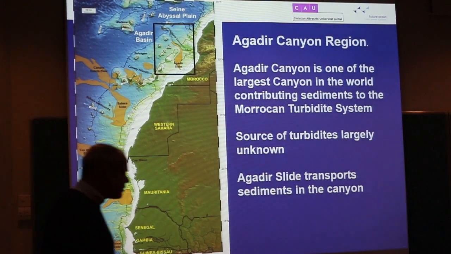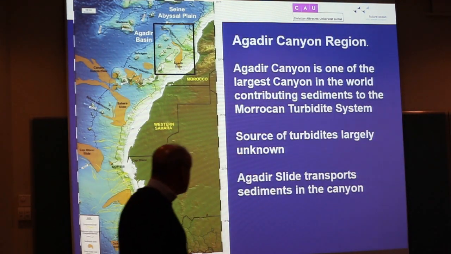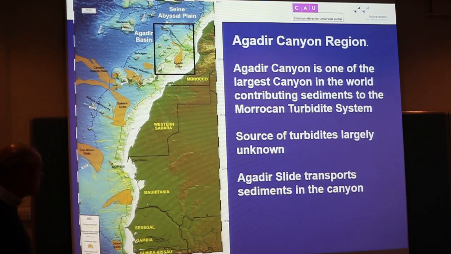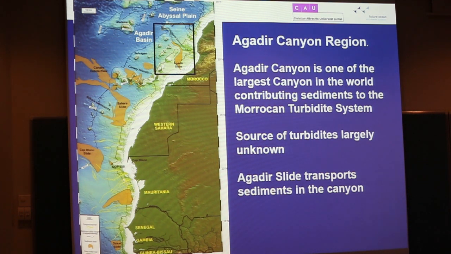The second example of Northwest Africa, if we move further to the north, Morocco, is the Agadir Canyon region. Agadir Canyon is a very large canyon on the continental margin. It's one of the largest canyons in the world, and it's contributing a lot of sediments to the Moroccan turbidite system. This Moroccan turbidite system is a system of three linked basins: the Seine Abyssal Plain, the Agadir Basin, and further out the Madeira Abyssal Plain.